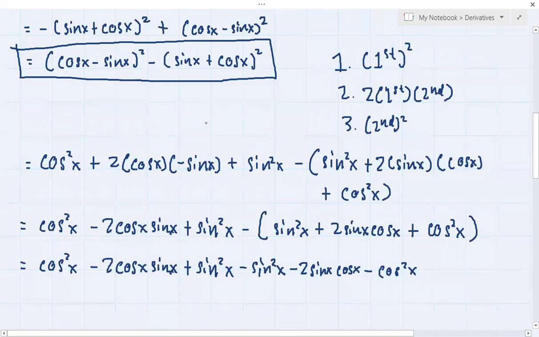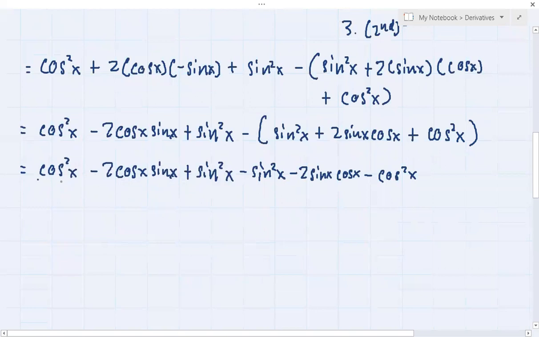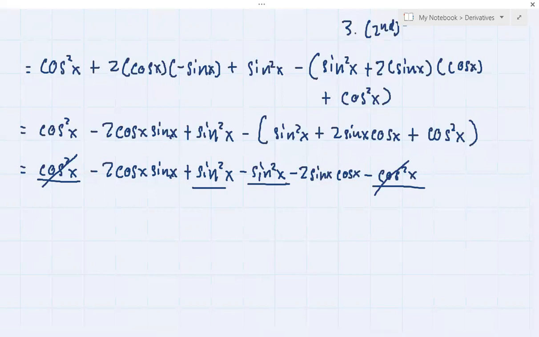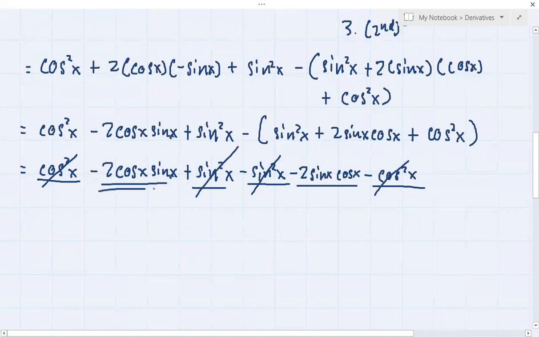Okay, so now, let's simplify. So we have cosine squared x at saka si negative cosine squared x. Both of them are the same in terms of functions, pero magkaiba sila ng sign. So magiging 0 to. Cosine squared x minus cosine squared x is 0. So this would be cancelled. Next, we have sine squared x minus sine squared x. They are the same, but in terms of sign, they are opposite. So sine squared x minus sine squared x, makakancel sila. This one, on the other hand, we can combine them both.